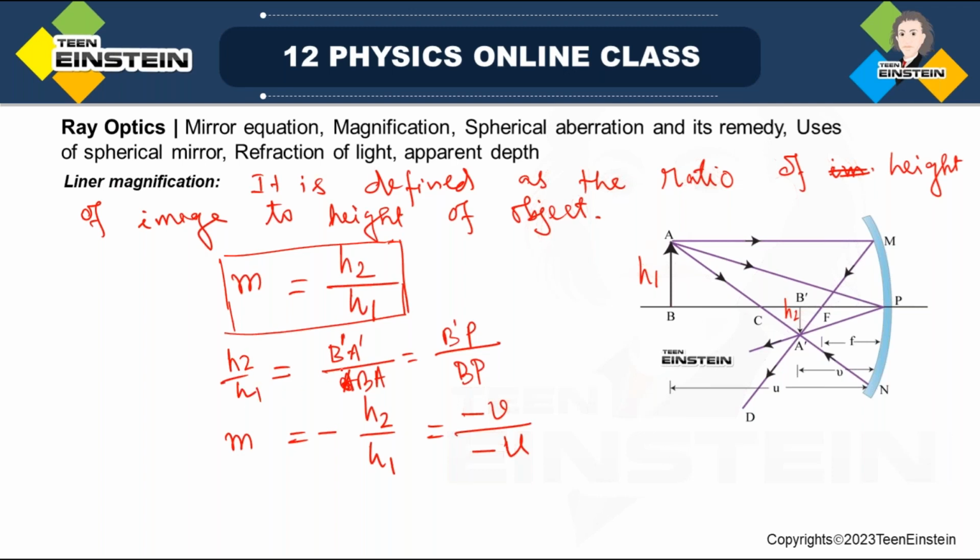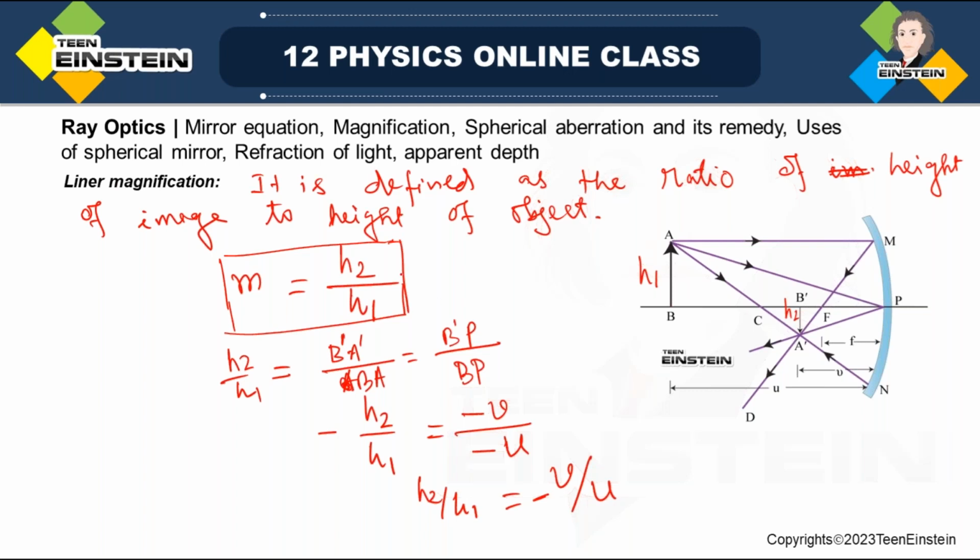how we are getting H2 by H1 is actually here we are getting negative. So that's why this negative H2 by H1. So here actually we are getting a negative sign. Okay. So H2 by H1 is how much? H2 by H1 is V by U with a minus sign here. Okay, just don't get confused.